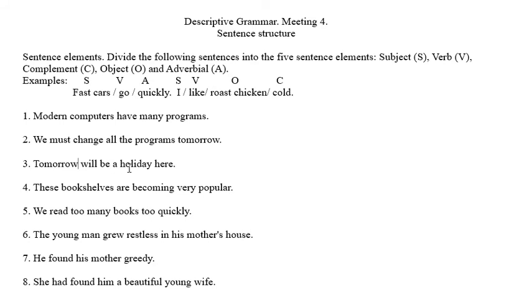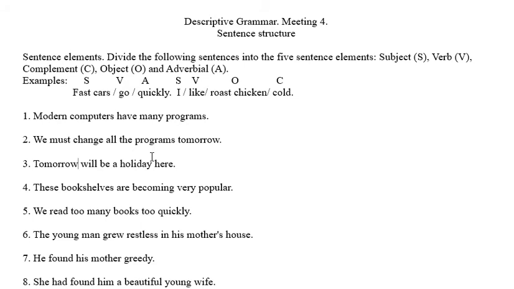A holiday. Okay. Now the first thing everybody says, oh, this is an object, but of course this is not an object because this is the verb to be, and the verb to be doesn't take objects. It takes complements, right? As we talked about in the last part of the lecture. Okay, so we've got tomorrow subject, will be verb, a holiday complement. Here, this answers the question where, so this is an adverbial. Okay. Number 4, these bookshelves are becoming very popular.